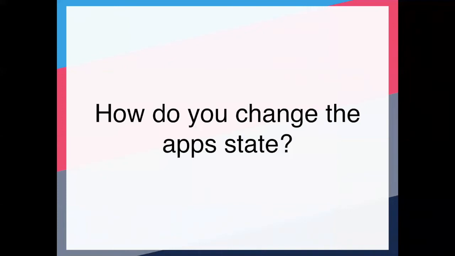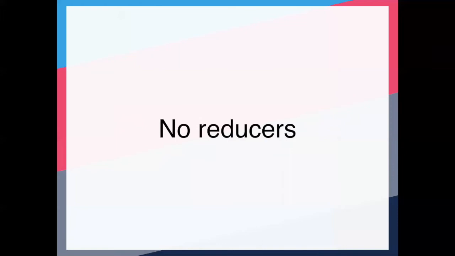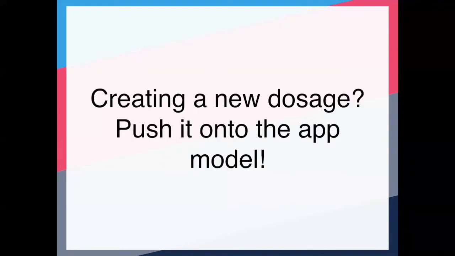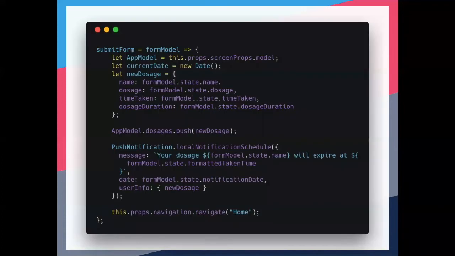So that begs the question of, when I do have this form model and I'm done with it, how do I actually change the app state? What happens to it? How do I get that to be committed to the entire application? Like when I hit submit and I transition to the next view, how do I make sure that actually shows up in the view? There are no reducers and there are no actions. It's just pushing it onto the app model. So here's the code example.